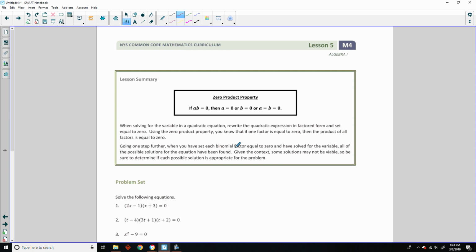Okay, that is the end of lesson 5. Review the lesson summary, make sure it makes sense to you. This is a really important property, and go to your problem set.